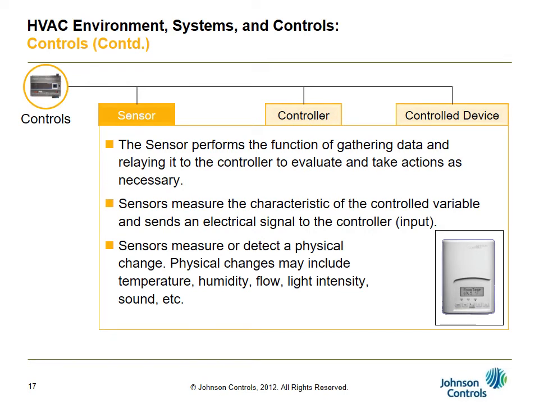The sensor sits in a room or a space and measures the conditions that you have currently. For example, a temperature sensor would be in a room on the wall, and it would measure the temperature, and it would change that temperature into a signal that can be understood by a controller. More on that later. The sensor is going to take and send a signal that represents temperature, humidity, or whatever it is we're measuring, and it's going to send it to a controller.